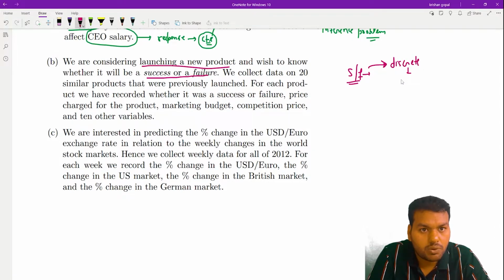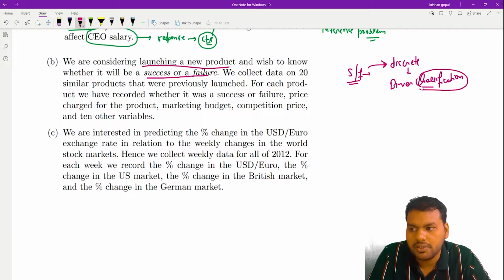Okay, I can count it, and basically it is a binary variable. That means it is a case of binary classification, or I can say it is a classification problem in place of a regression. So just reading the two lines, I can give the answer.